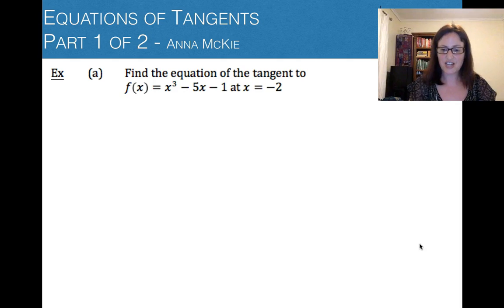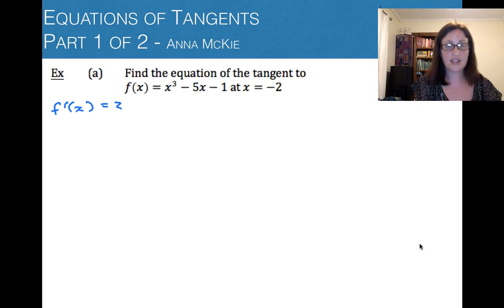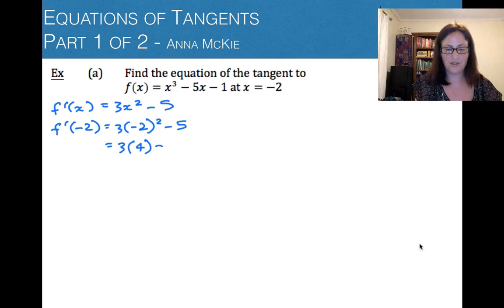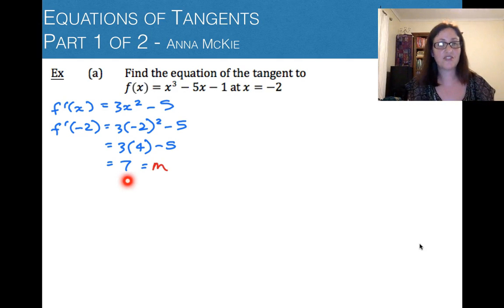So to find the equation of the tangent, we need to differentiate. So finding f dashed of x is equal to 3x squared take 5. And we're interested in the point at x is equal to -2. So we sub that point in. Now for my class, you are allowed to use your calculators from this point on. And we'll get 3 times 4 take 5. You can just jump straight to the answer if you like, of 7. So that is our slope. It's also called the m value. And as we're expecting, that is a positive number.